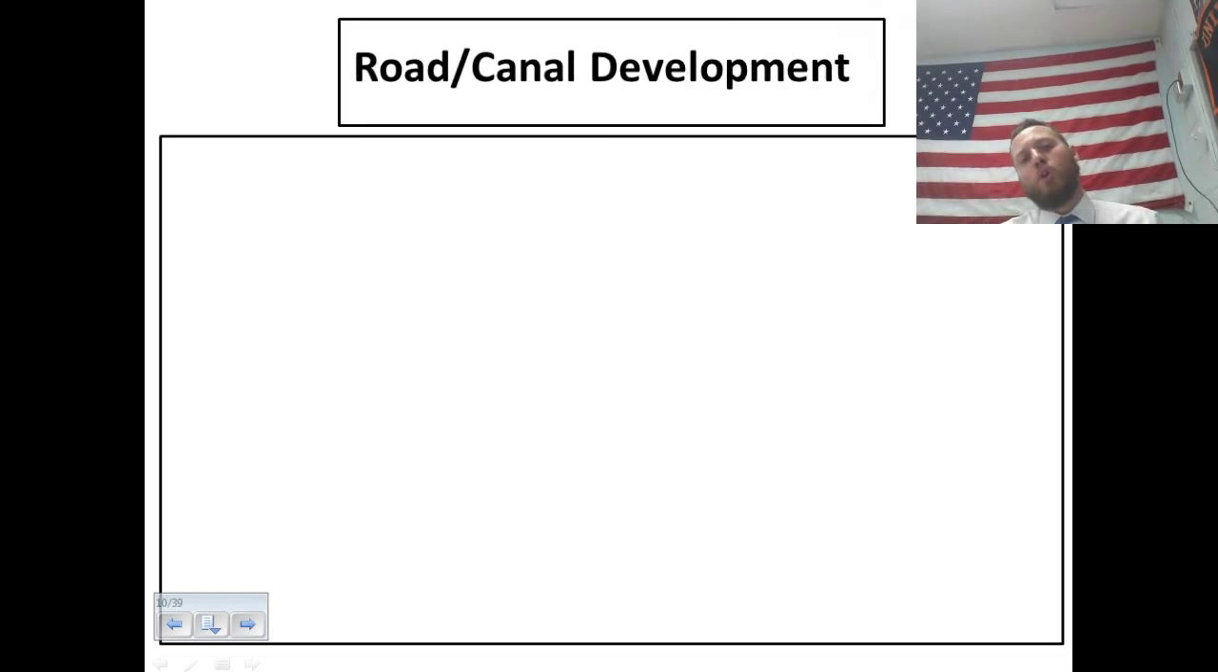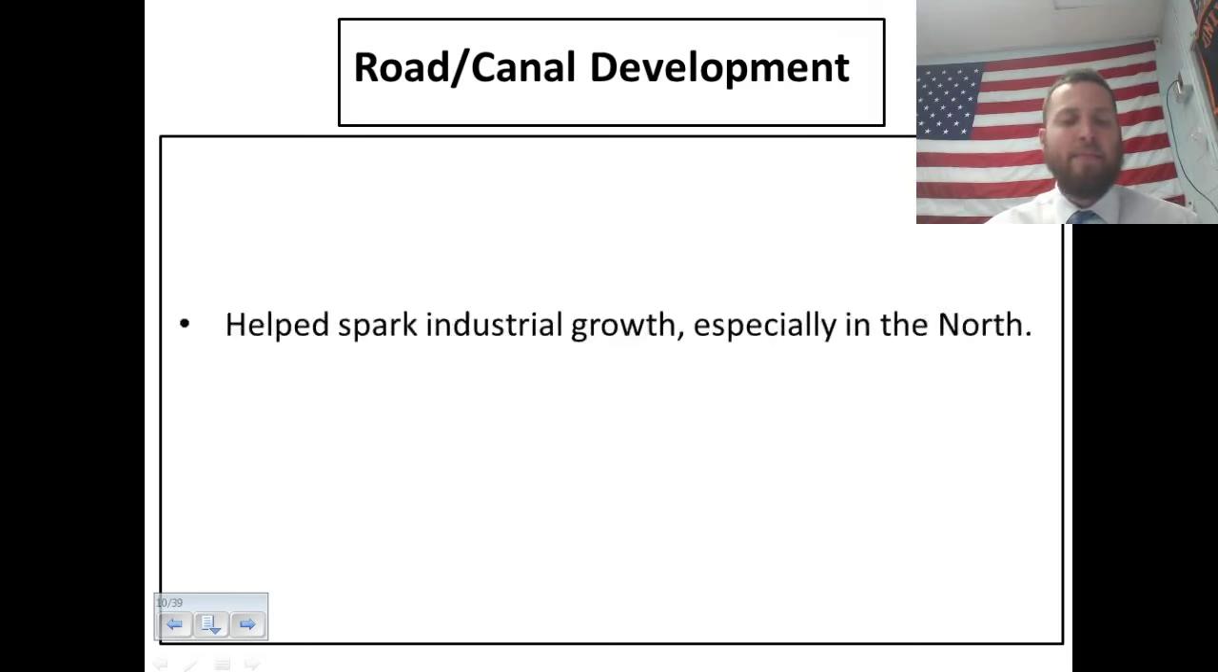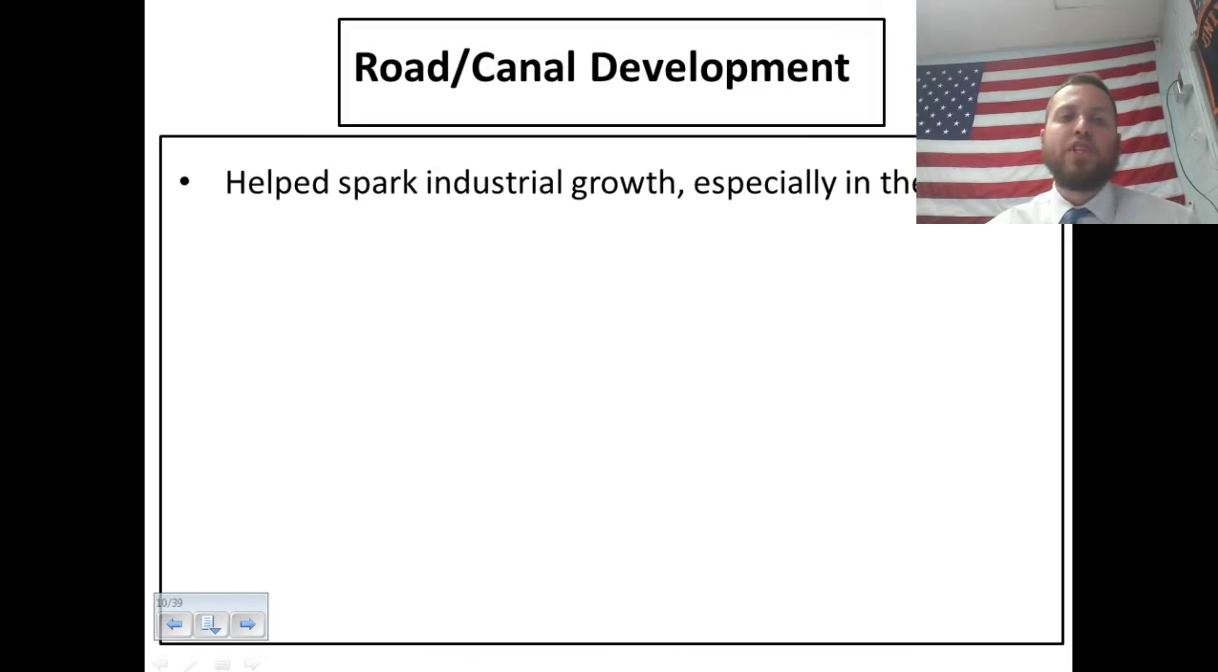I want you to put road and canal development. We got lots of roads. We got lots of canals. Okay? So what did that mean? It helped spark industrial growth. And then write this in: especially in the north. Especially in the north was there industrial growth. Okay?